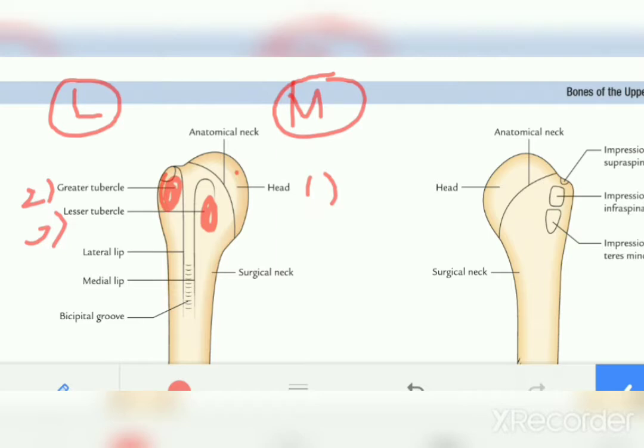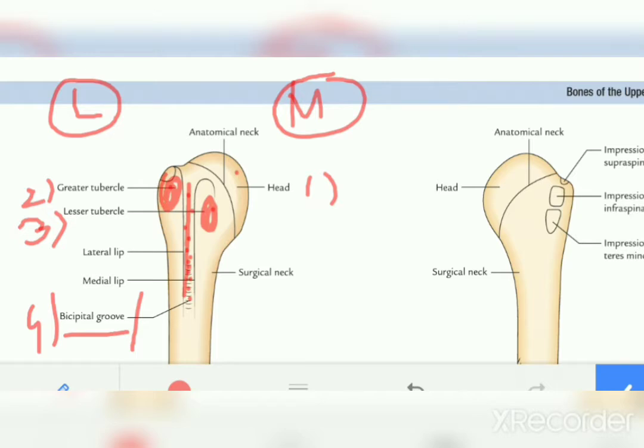Then the number 4 feature is the bicipital groove. Its other name is intertubercular sulcus. This space is called the bicipital groove or intertubercular sulcus. Why is it called intertubercular sulcus? Intertubercular means it lies in between two tubercles, that is, between the greater tubercle and the lesser tubercle. So it is called intertubercular sulcus.